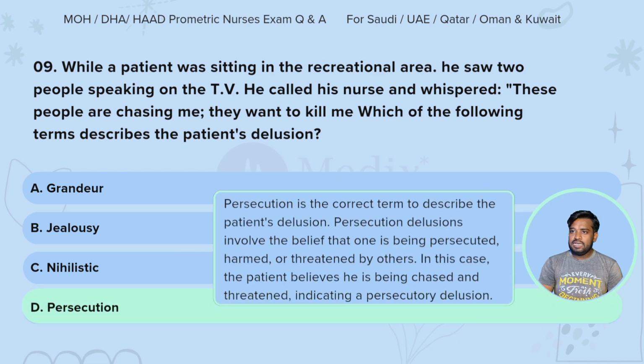The correct answer is D. Persecution is the correct term to describe the patient's delusion. Persecution delusion involves the belief that one is being persecuted, harmed, or threatened by others. In this case, the patient believes he is being chased and threatened, indicating a persecutory delusion.